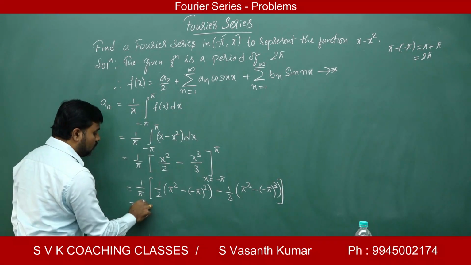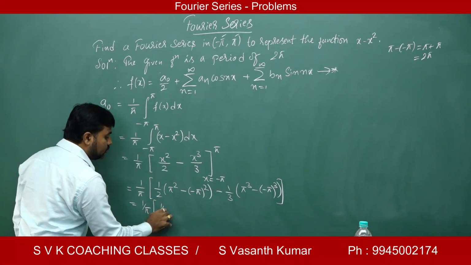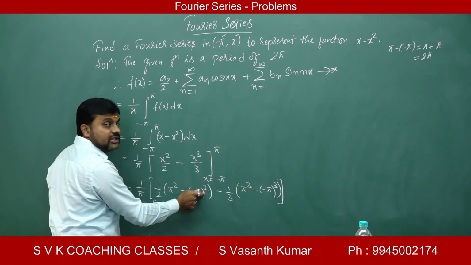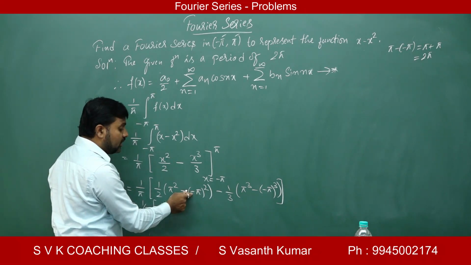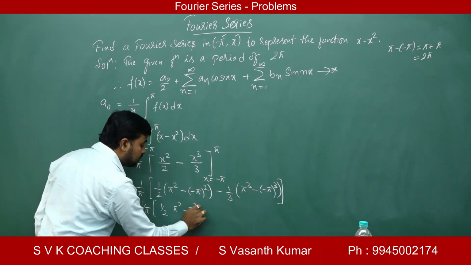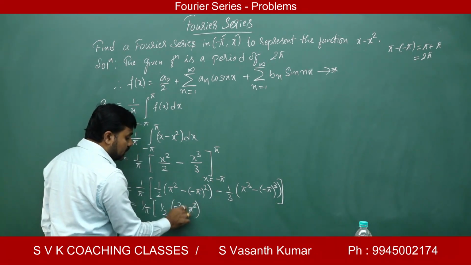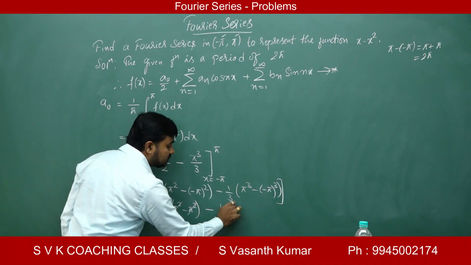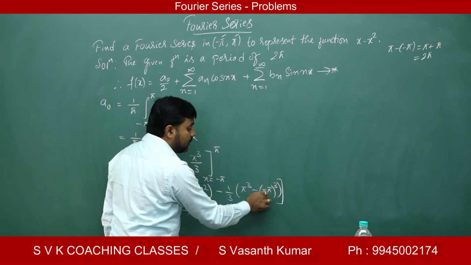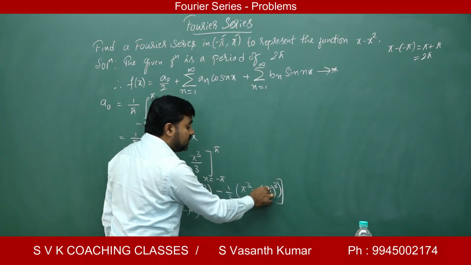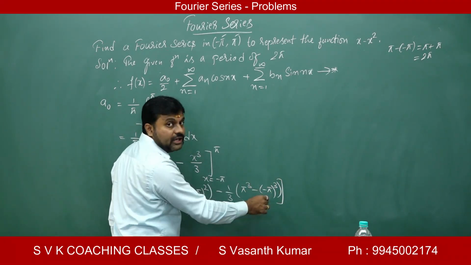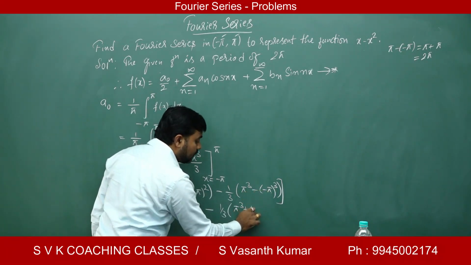So what you are going to get: 1 by 2 times of pi square minus minus pi the whole square. Minus pi the whole square is what? Any negative value raised to an even power becomes positive. Therefore you are left with pi square minus pi square, which cancels and is 0. Minus 1 by 3 times of pi cube minus minus pi odd power. Minus 1 power 3 is minus 1. So you are left with minus pi cube. Minus into minus gives plus pi cube.